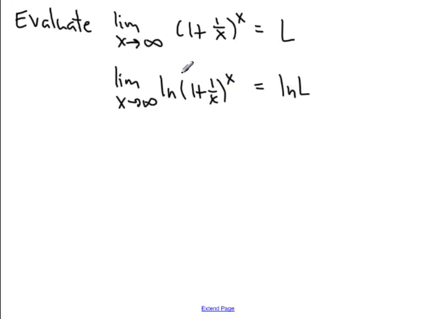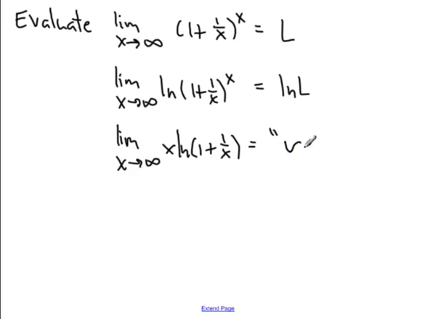So the most natural thing to do here is to take the x and put it as a coefficient of the log. So we get the limit as x goes to infinity of x ln(1 + 1/x). And if we just try to evaluate this, we're going to get infinity multiplied by the natural log of 1 plus 0, and the natural log of 1 is 0, so we get the indeterminate form infinity times 0.